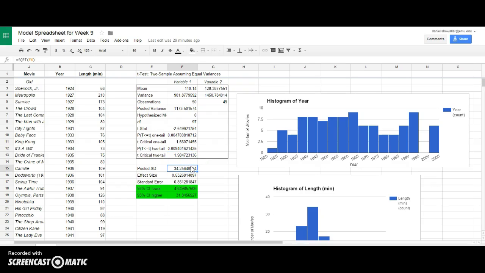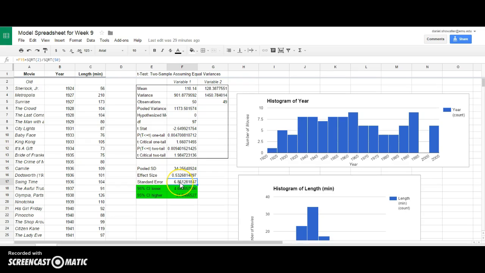So we get our pooled standard deviation, which is just the square root of the pooled variance. The effect size is the difference in movie times, so 18 minutes divided by the pooled standard deviation. And this is a medium effect, by the way. And then the standard error, we take the pooled standard deviation times the square root of 2 and then divide that by the square root of 50.